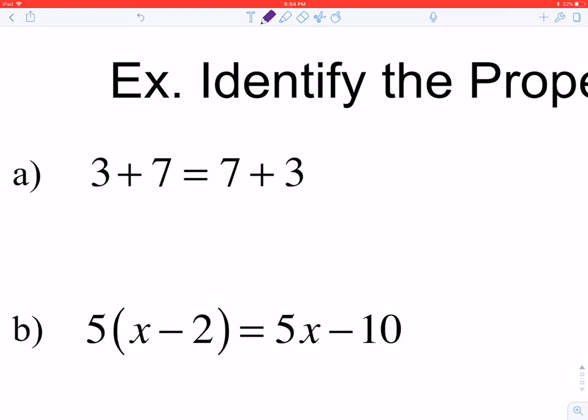Still identifying the property. 3 plus 7 equals 7 plus 3. The terms are switching around. So this is the commutative property of addition.